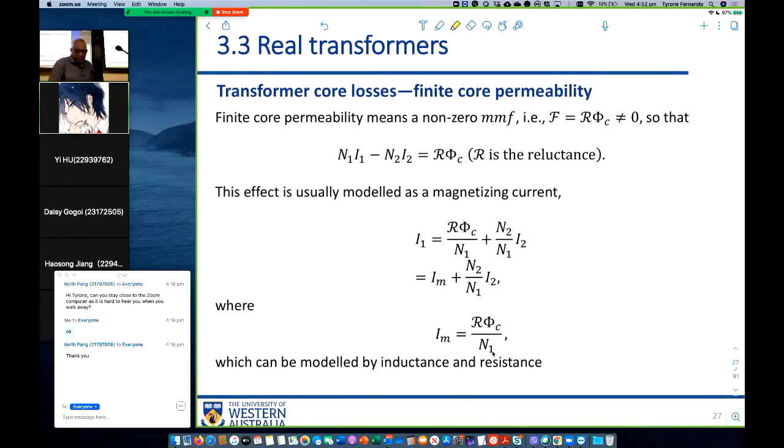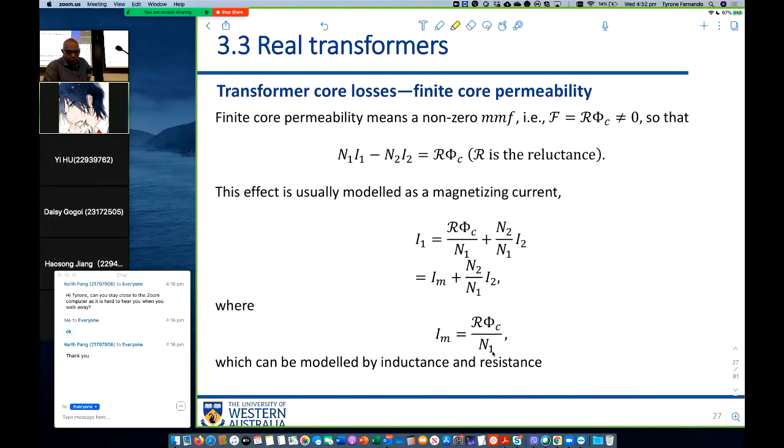So the magnetomotive force, the MMF, is N1 I1 minus N2 I2. We talked about that. Previously it was equal to 0 because the reluctance was 0. In this case, reluctance is not 0. We're no longer going to assume it's 0. So it's the reluctance times the flux in the core, phi c, right? And the net non-zero MMF is given by that equation.